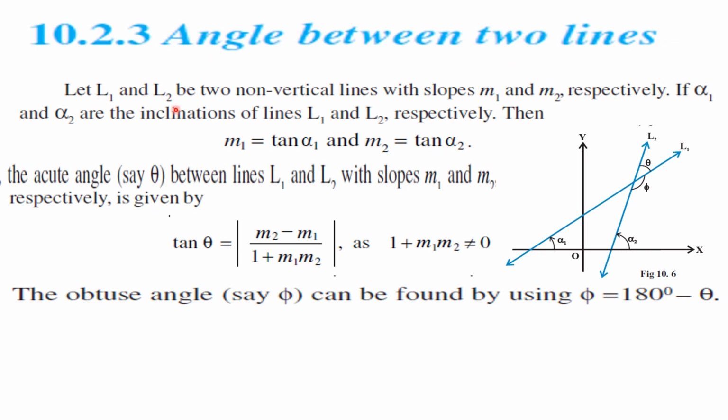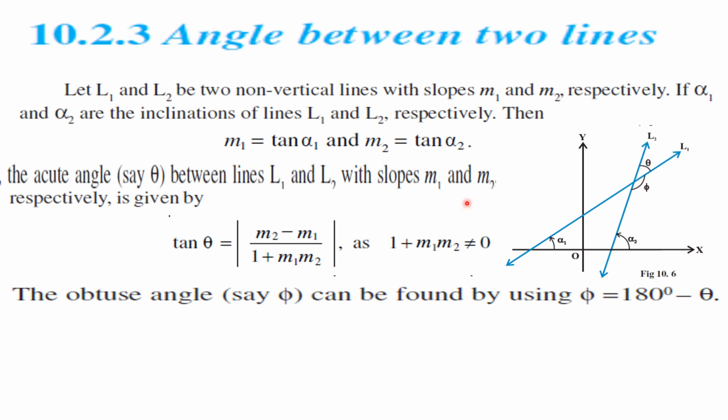Let L1 and L2 be two non-vertical lines with the slopes M1 and M2 respectively. Okay, my children, this is line L1 and its inclination is alpha 1, and the second line's inclination is alpha 2, and their slopes are tan alpha 1 equal to M1 and tan alpha 2 equal to M2. So these are intersecting at a point, this point. So this is an angle. This is also another angle.